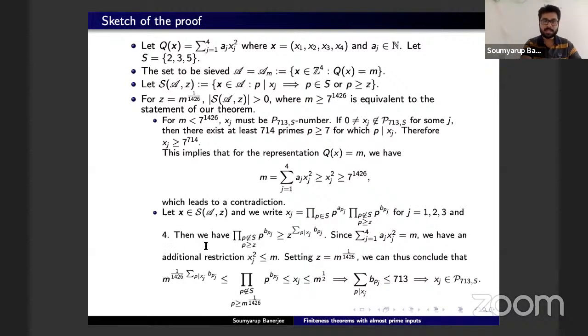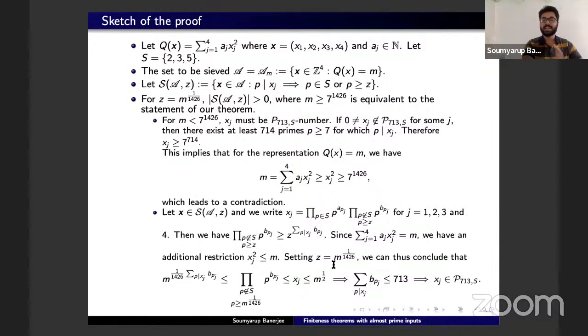Good. Then of course, since P is bigger than or equal to Z and we have P to the power BPJ, we can take the lower bound of this, I mean we can bound P by Z, right? So that's why we can get Z to the power summation of BPJ. Okay. Now, since the sum of AJ Xj square equals M, we have an additional restriction that Xj square must be less than or equal to M.